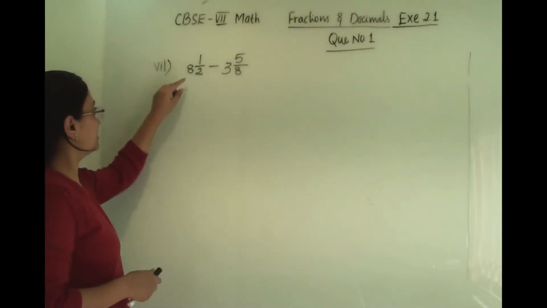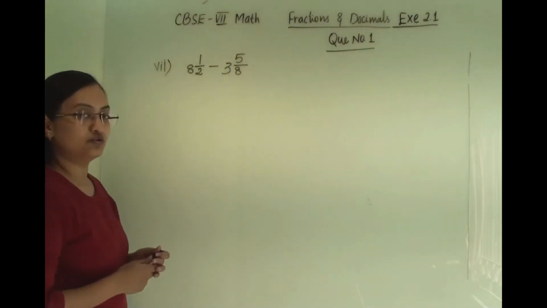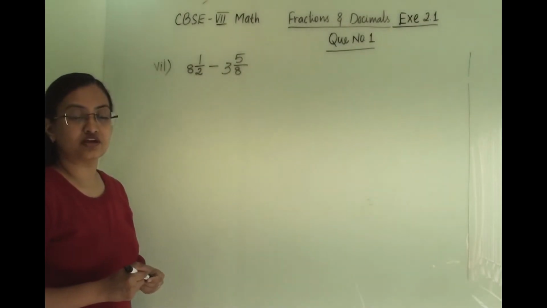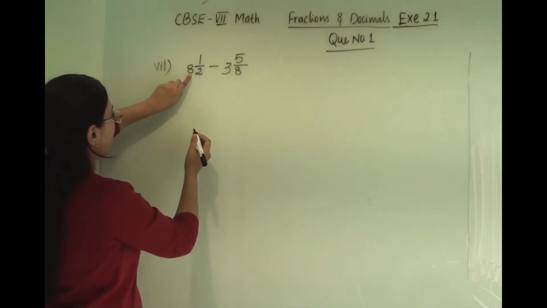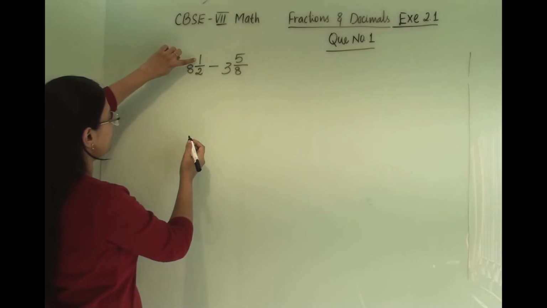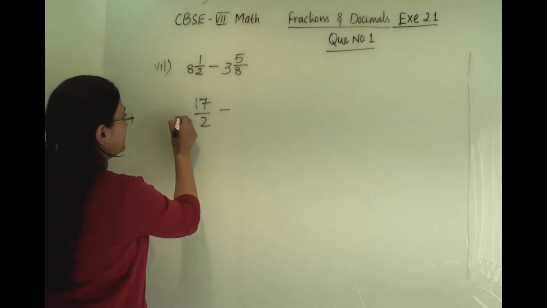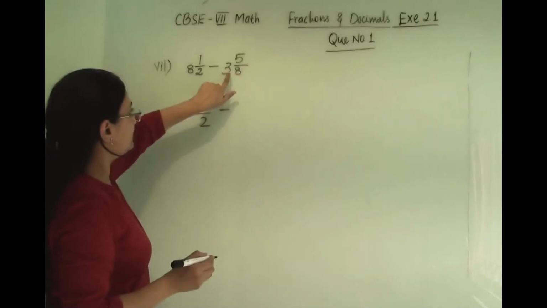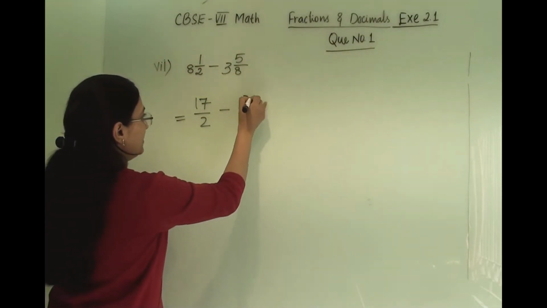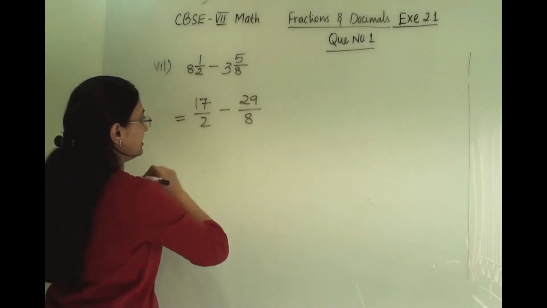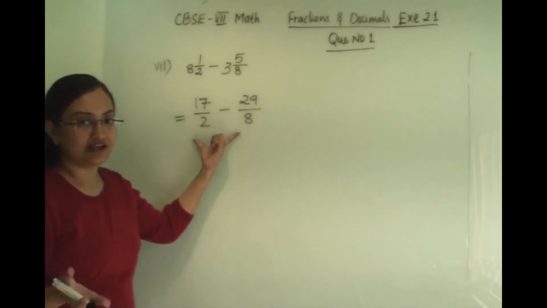Our next numerical is 8 1 by 2 minus 3 5 by 8. Let us change these mixed fractions into improper fractions first. So this is 8 into 2, 16 plus 1, so 17 by 2, minus 3 8s are 24, 24 plus 5, 29 divided by 8.